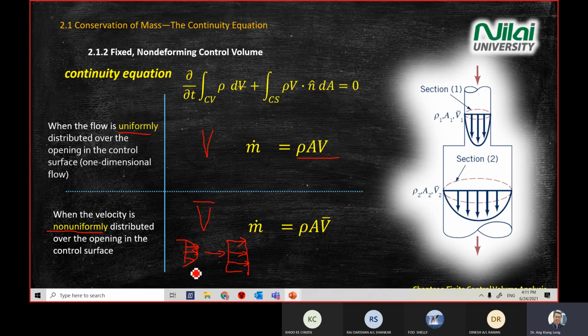So this is non-uniform flow, the parabolic one. There's an equation for this one, so there's a V hat here. When you convert it into uniform flow, you use an average velocity. When it's non-uniform, we will use an average velocity.